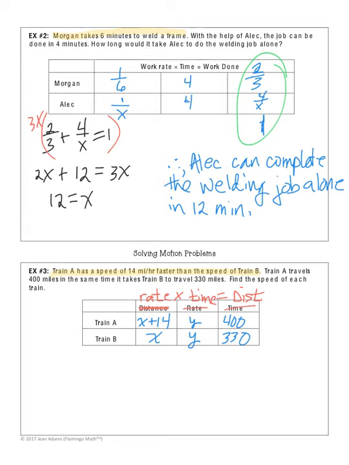So in other words, one of our formulas, if I'm trying to find what time equals, don't we take distance and divide it by rate? So instead of y here, I know that y is equal to 400 over x plus 14. So train A would be 400 over x plus 14. So this is my train A. And then that should be exactly equal to train B's time, which is 330 divided by x.